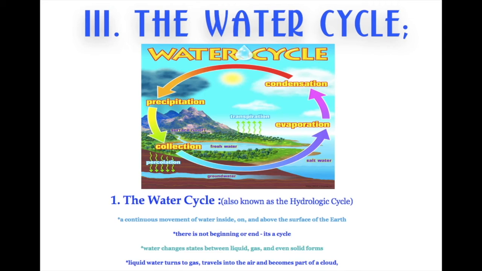You have water, you add heat energy, the water then evaporates, it gets cold, it then condenses, and then it rains or snows. That's precipitation, and that water falling from the sky then collects, and that can be considered runoff as it does not go in the ground. But if it does go in the ground, that's called percolation.